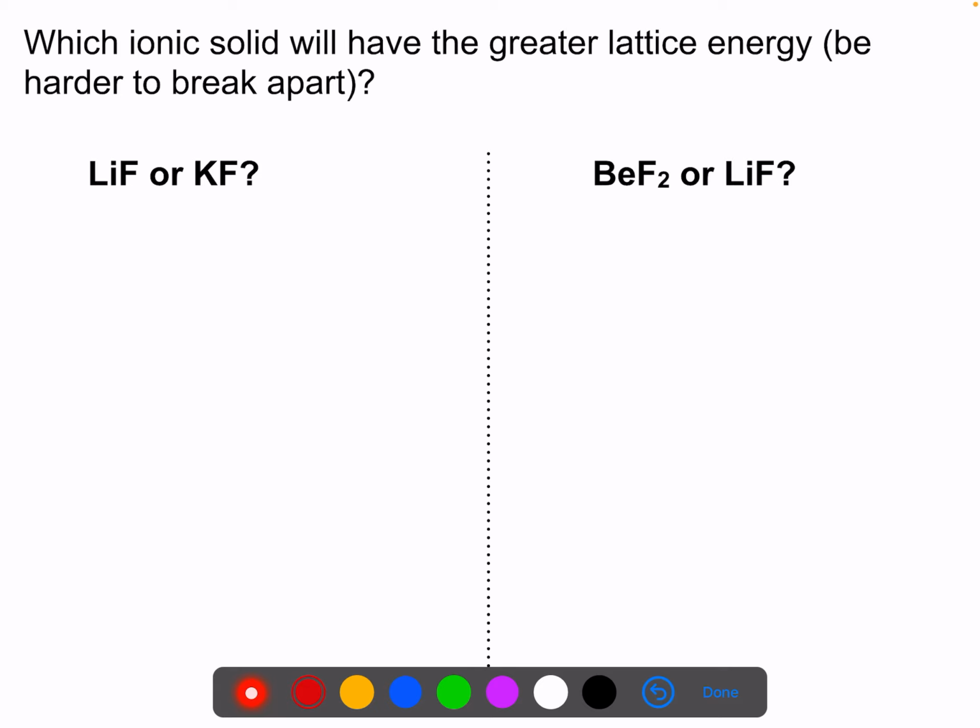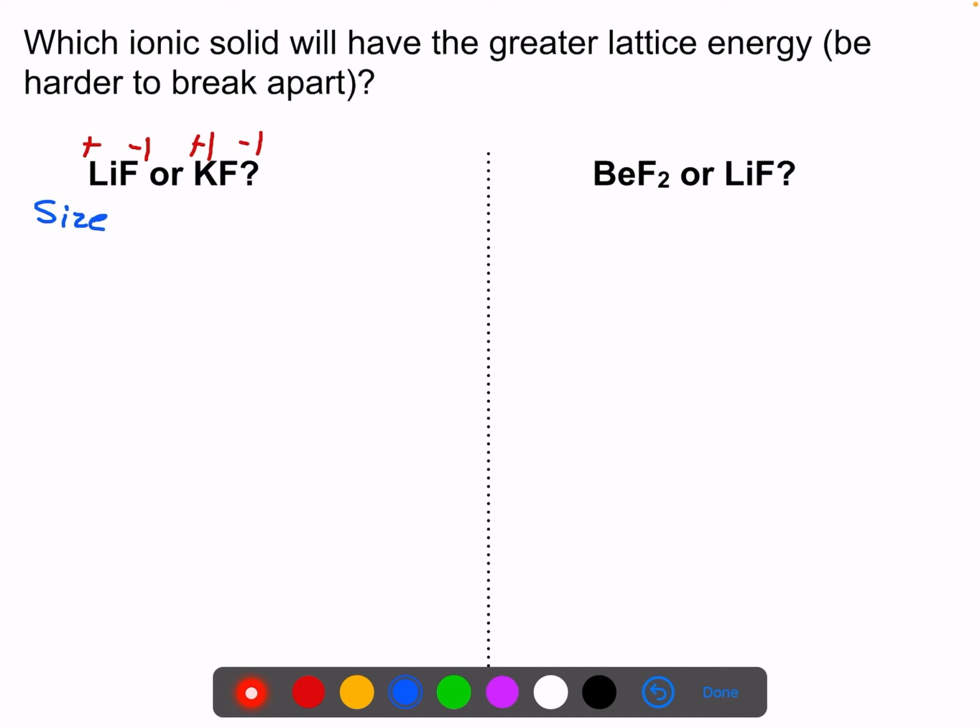So first we can say, well, what are the charges? Well, lithium, go to the periodic table, is an alkali metal, so that's +1. Fluorine is a halogen, that's -1. Potassium is an alkali metal, +1. And fluorine is a halogen, -1. So all of our charges are +1, -1. So the difference here is not in charge, but it must be size.